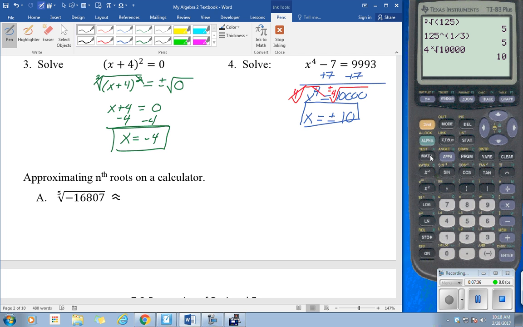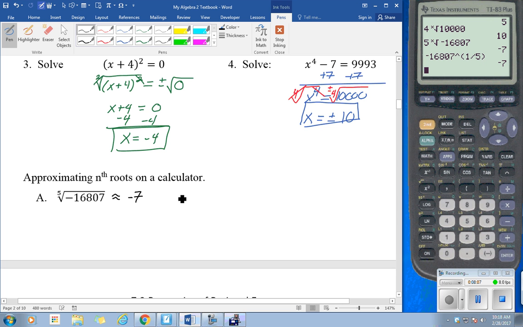Again, you have 2 options. One is to go into math and use the xth root, which remember you have to type the index first. Math, xth root of negative 16,807, and hit enter, and you get negative 7. Or you can raise negative 16,807 to the, remember that's the same thing as a 1/5 power. Okay, either way you get negative 7 for your answer.